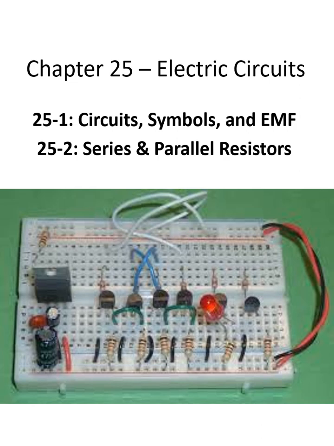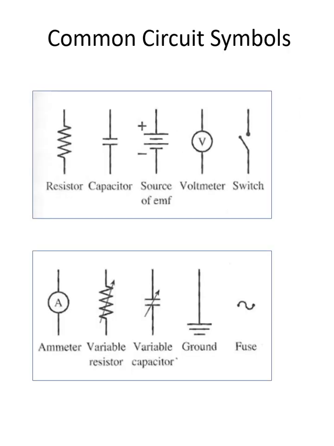This is the beginning of chapter 25 on electric circuits. And in this video, we'll look at the first two sections, section 1 on circuits, symbols, and electromotive force. And then section 2, looking at resistors aligned in both series and parallel. We'll start with some common circuit symbols.